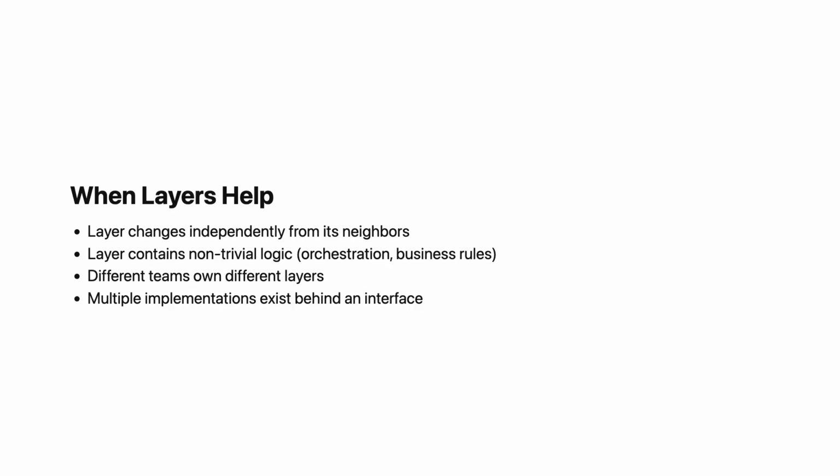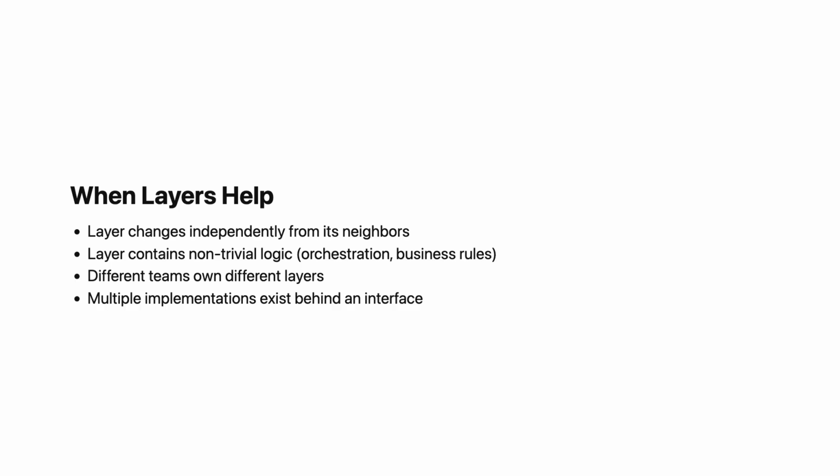A layer is worthwhile when it contains non-trivial logic. If your domain layer orchestrates calls to 3 repositories, merges the results, applies business rules, and transforms the output, that is a real layer with real value. A layer is worthwhile when different teams own different layers. The boundary becomes a contract that teams agree on, reducing coordination overhead. And a layer is worthwhile when you have multiple implementations. If your repository has a real implementation and an offline-first implementation, the interface is doing real work.